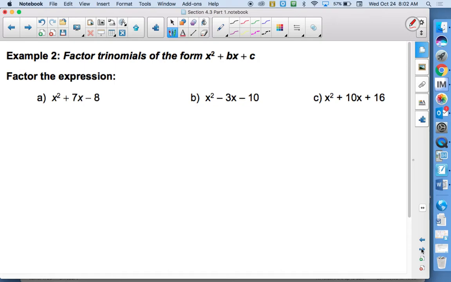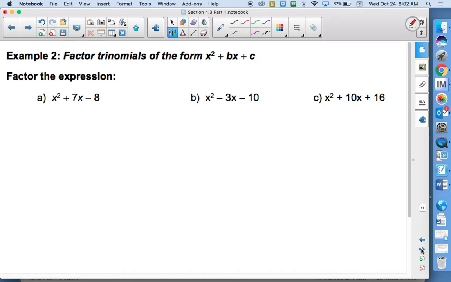So the second way of factoring would be for trinomials. So now we're looking at a trinomial. It's in that ax squared plus bx plus c form. So we have x squared plus 7x minus 8. So think in your memory bank, I think I had like 2 questions on that pre-course test that I gave you on the first day of school.